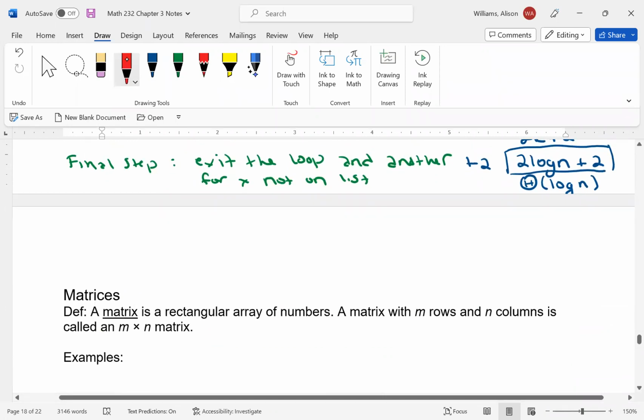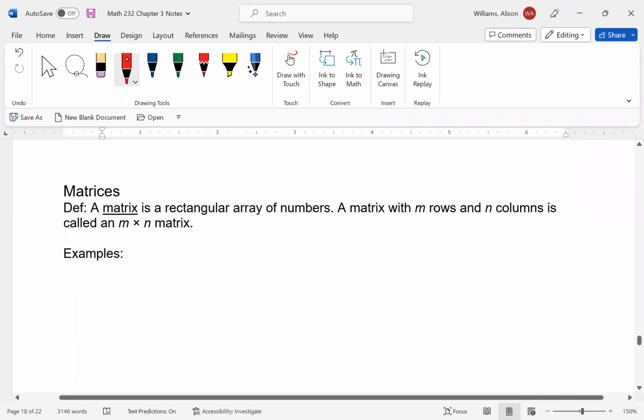Now we're going to take a break from that and talk about matrices. Technically, matrices was section 2.6, and we didn't cover it because we didn't need the whole section. We just need pieces. So I'm going to introduce the concept of matrices and the piece that we need for this section. A matrix is a rectangular array of numbers. A matrix with m rows and n columns is called an m by n matrix.